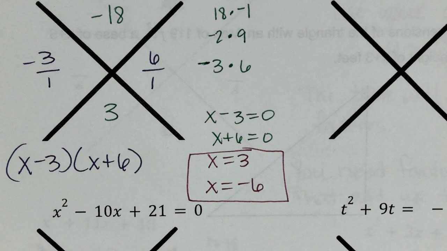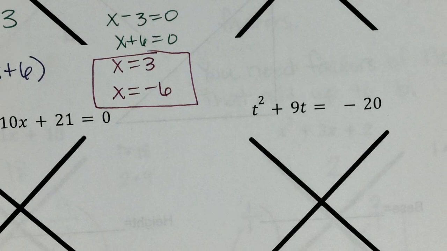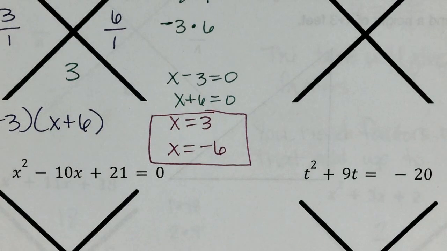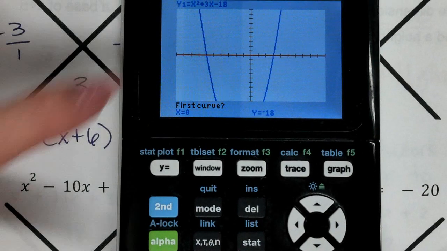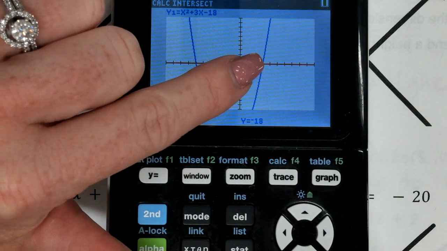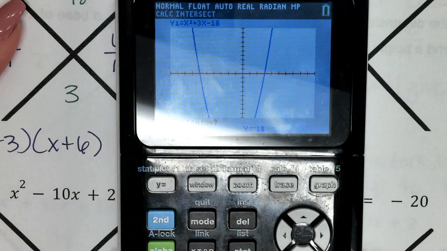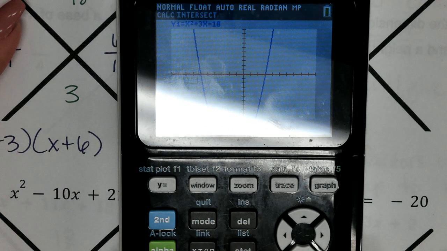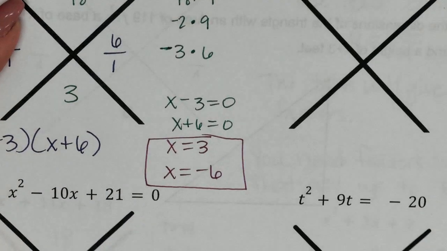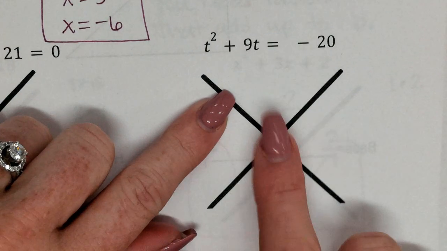Okay, let's do one more by hand. Which one do y'all want to do? Do you see the intercepts at negative 6 and positive 3? Well, you have to move it to the left by subtraction. Remember? Okay, let's go do this one by hand.